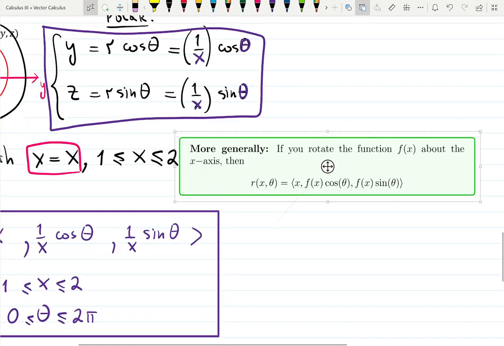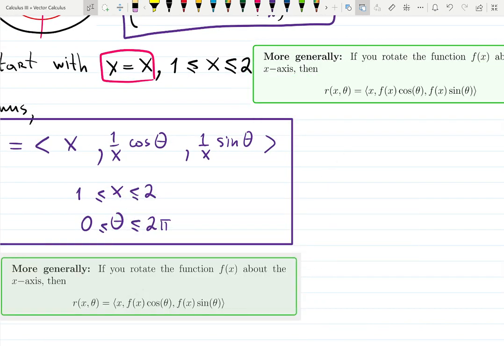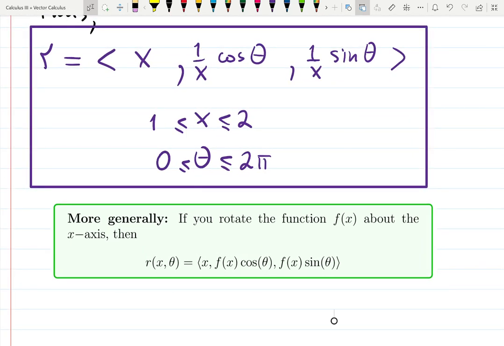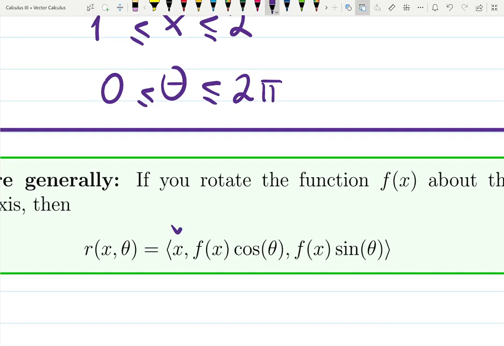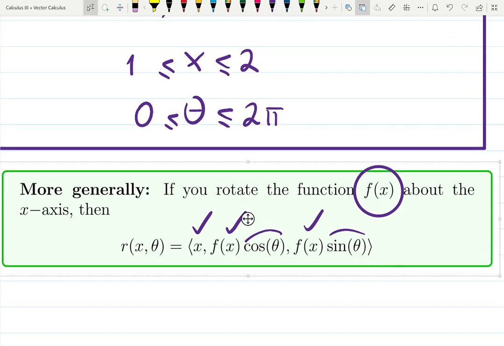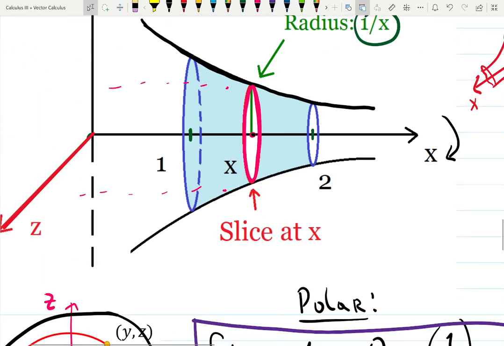More generally, it looks like this. Let me write this down. More generally, if you rotate the function f of x about the x-axis, you keep x as the variable because x will be the variable of the rotation, the x-axis rotation. Theta will be the angle, how much you rotate. And then you start describing it. How do you describe it? X is what you chose as a variable. Cosine and sine is the rotation. Radius will be that function that creates the shape of the rotation. So in this case it was 1 over x.